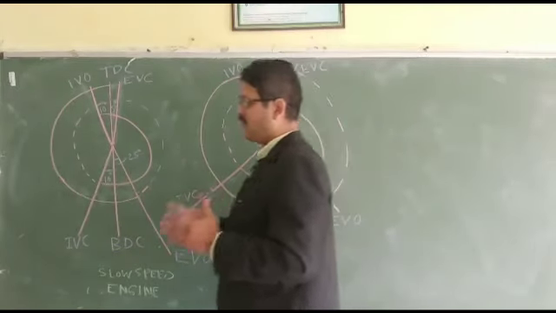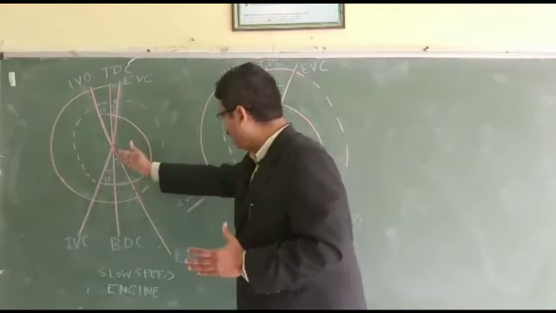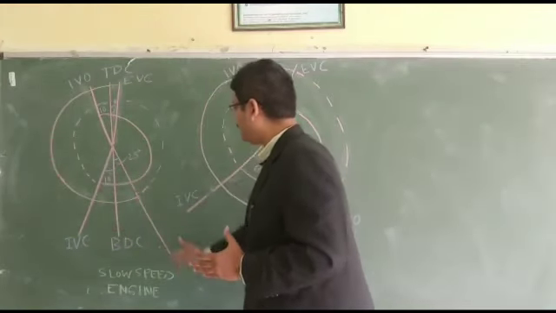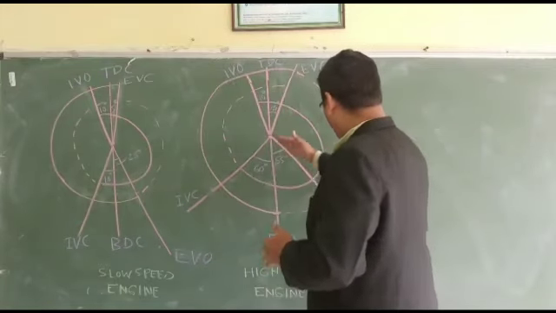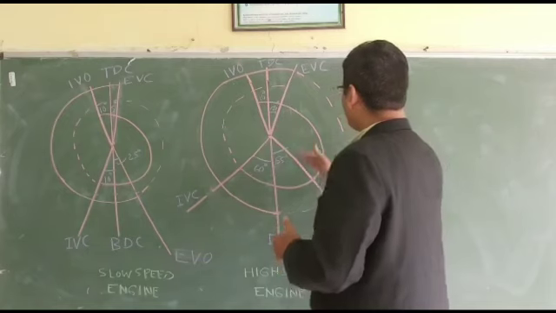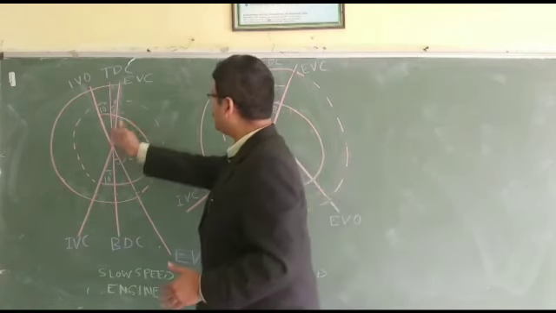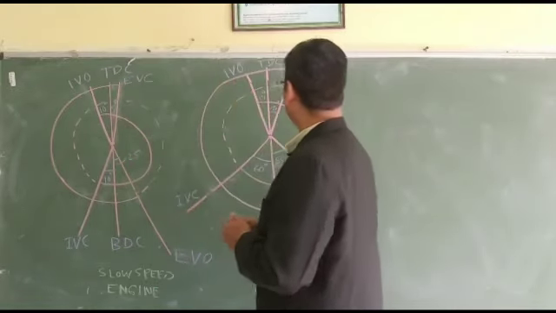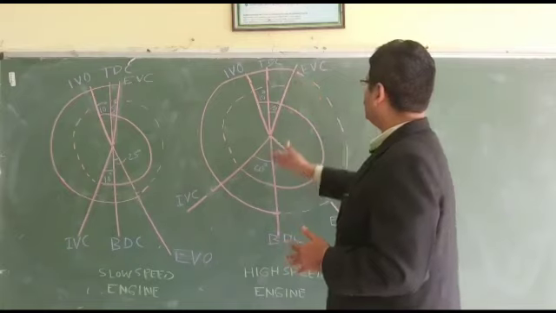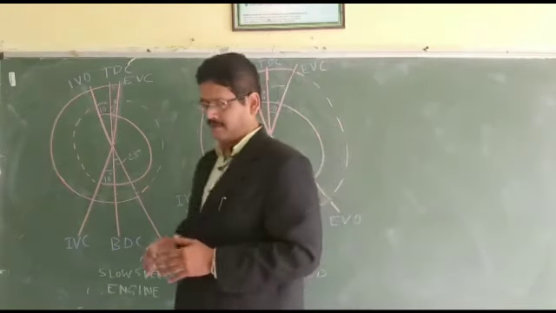That means whenever you open the exhaust valve, here it is opened only 25 degrees before the bottom dead center position, and here it is opened 55 degrees before the bottom dead center position. Similarly, here also it is closed 5 degrees after the top dead center position, whereas here it is closed 25 degrees after the top dead center position.